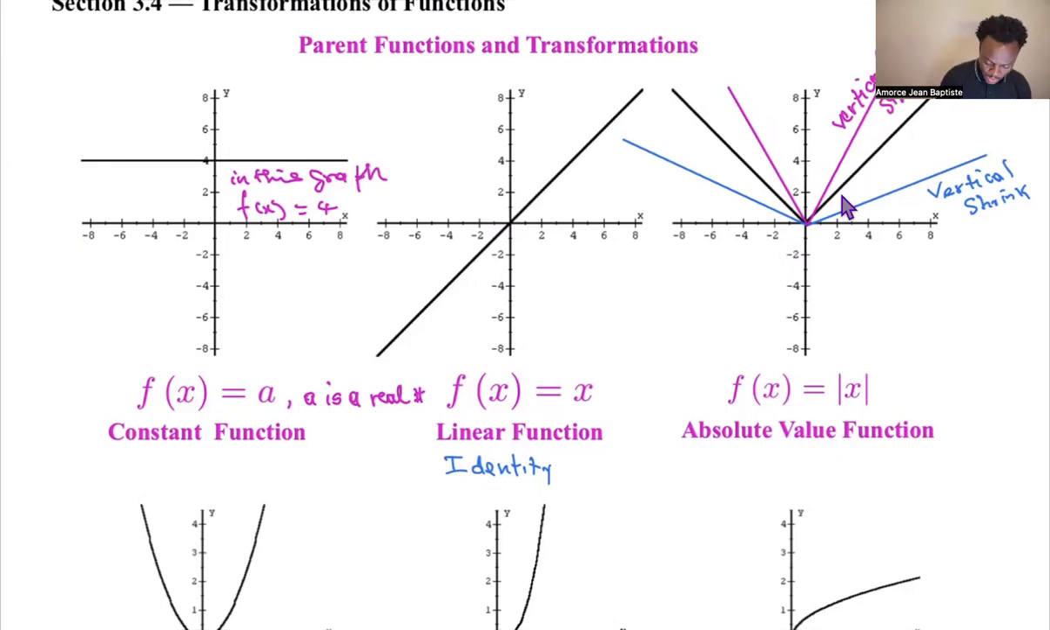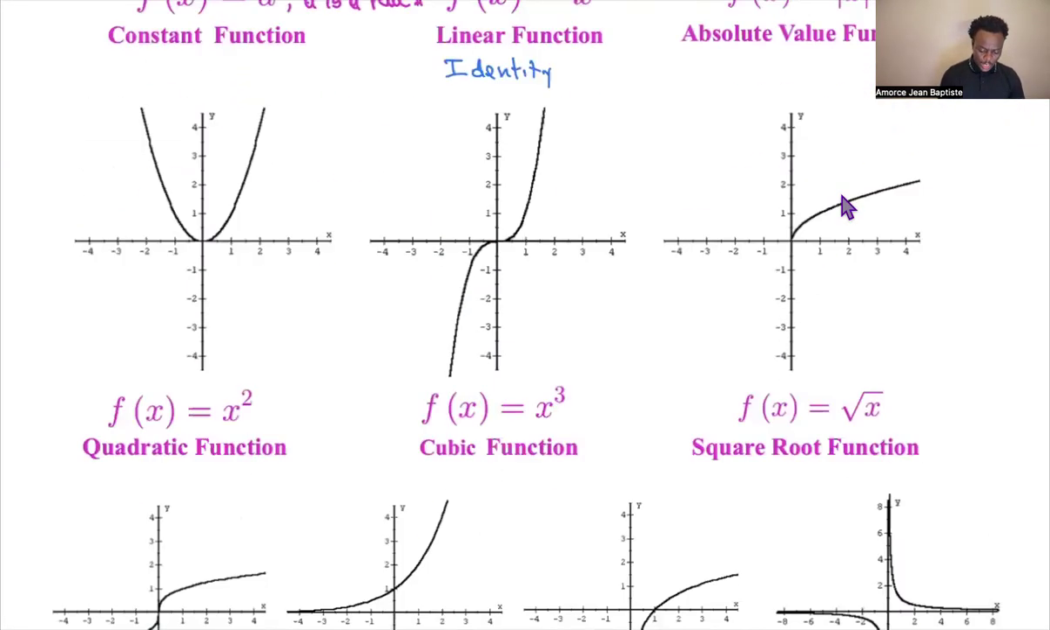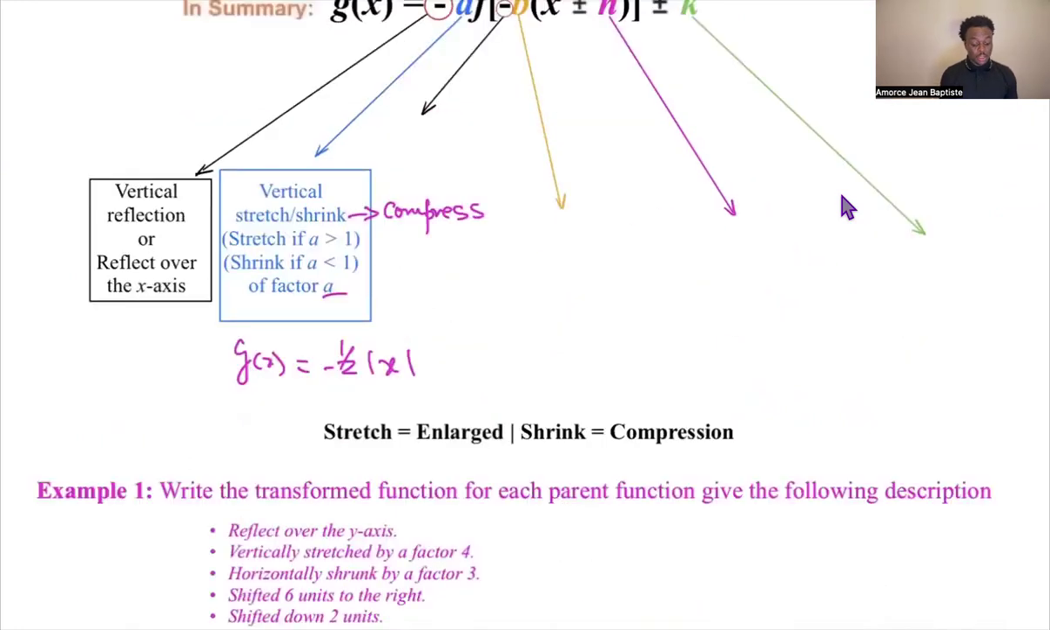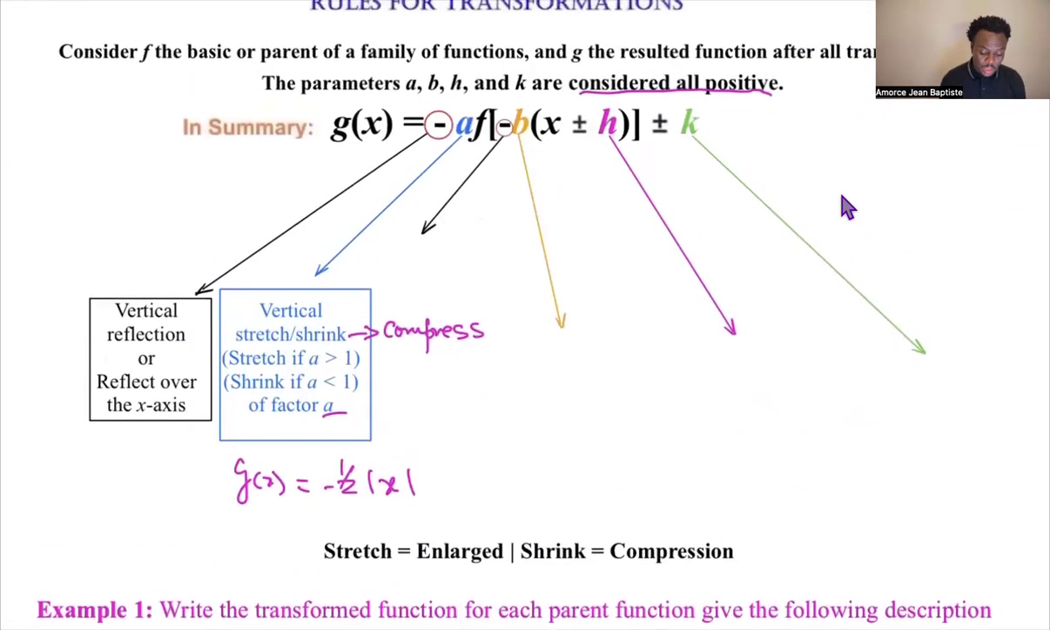And this is when A is less than 1. And then over here, you would have an A value that would be greater than 1. Okay. Now we talked about the vertical compression, vertical stretch. Now let's talk about that.